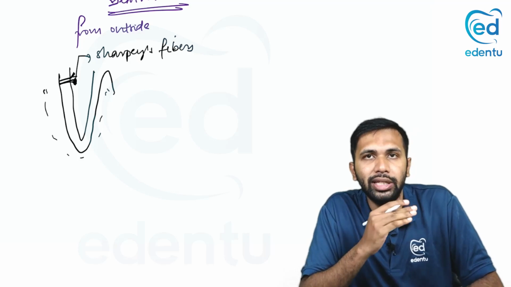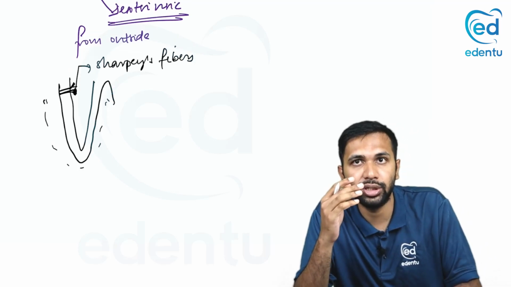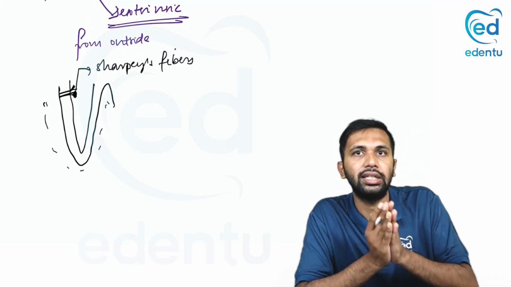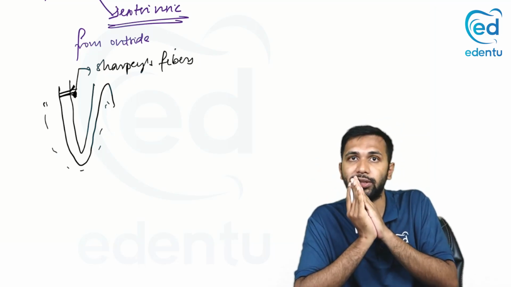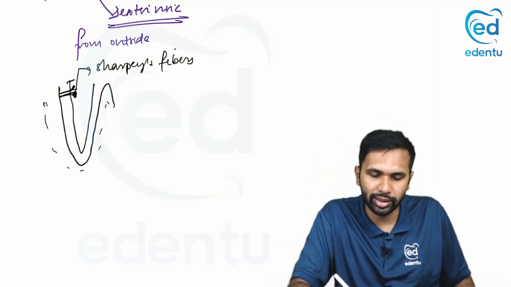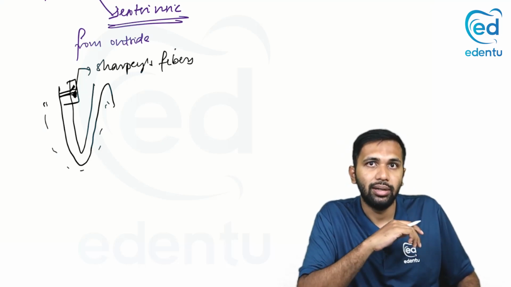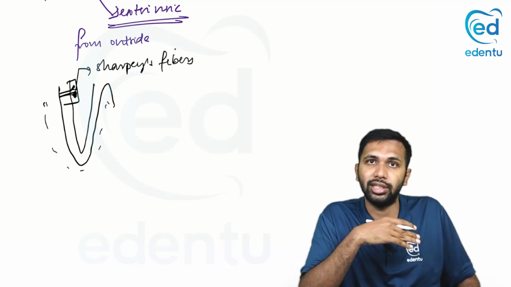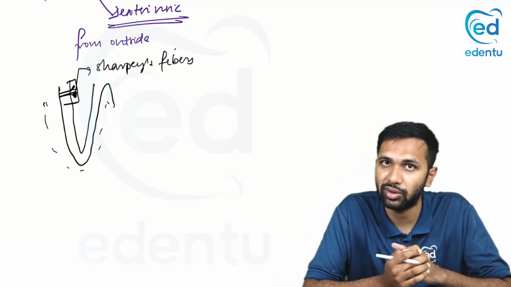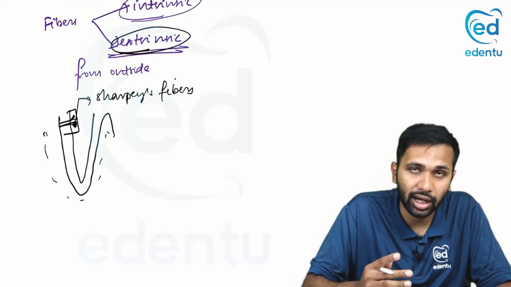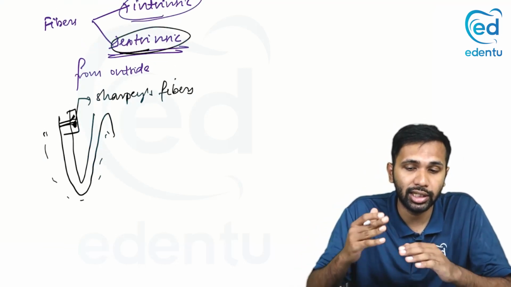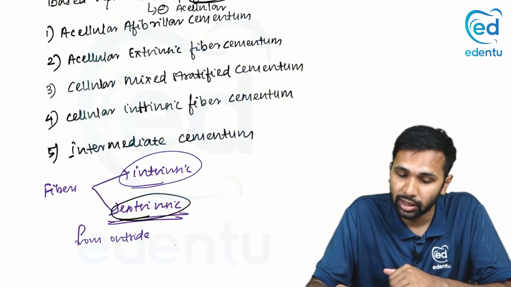It is this Sharpey's fibers which are referred to as the extrinsic fibers in this classification. That is, they are actually the fibers of the periodontal ligament which are visible in cementum. If you cut a cross section of this cementum, these fibers can be visible, but they are not the intrinsic collagen of cementum. It is rather from outside, the Sharpey's fibers. So these extrinsic fibers are from the outside. That is how this classification is being formed.